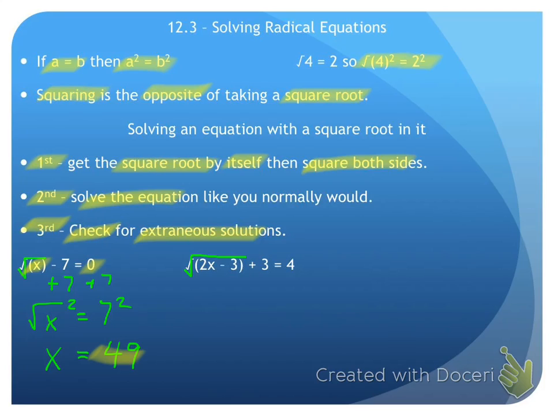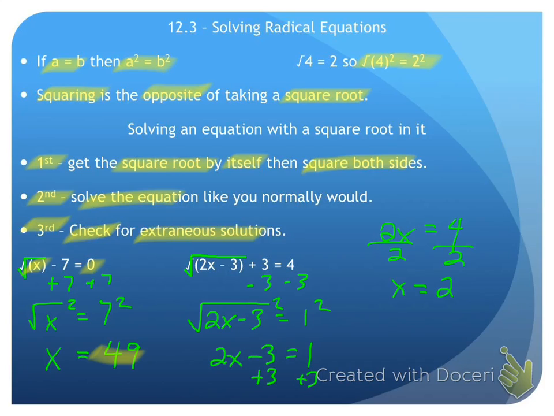Over here I have the square root of 2x minus 3, then plus 3 is equal to 4. So again, get the square root by itself by subtracting 3 from both sides. So I get the square root of 2x minus 3 is equal to 1. Square both sides, so I get 2x minus 3 is equal to 1. Add 3 to both sides and solve it like I normally would. 2x equals 4, divide by 2, divide by 2. So you get x is equal to 2.